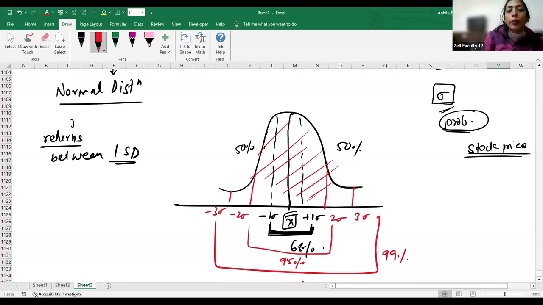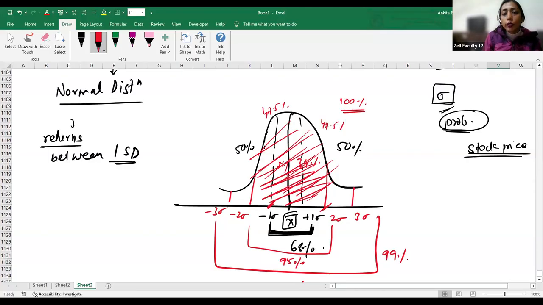Remember, the total probability under this curve is 100%, which is symmetric in nature. So 68% from here to here means 34% here, 34% here. 95% from here to here means 47.5% here, 47.5% here. Similarly, 99% means 49.5% here, 49.5% here.